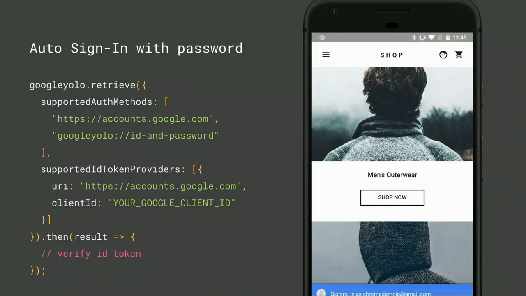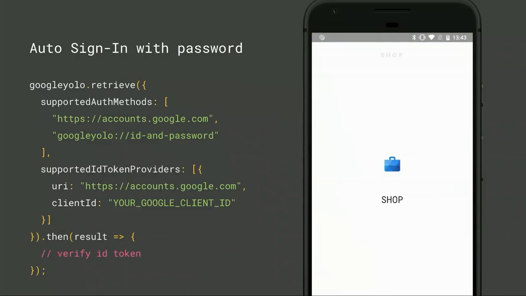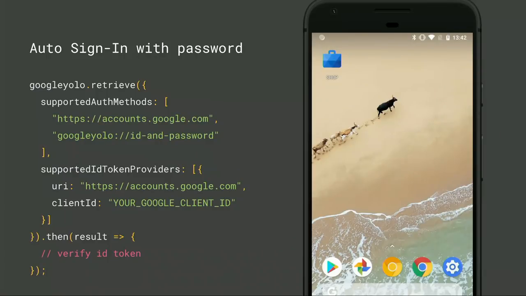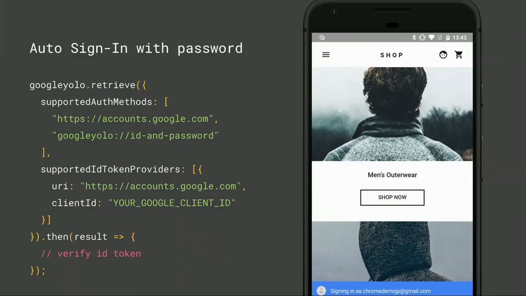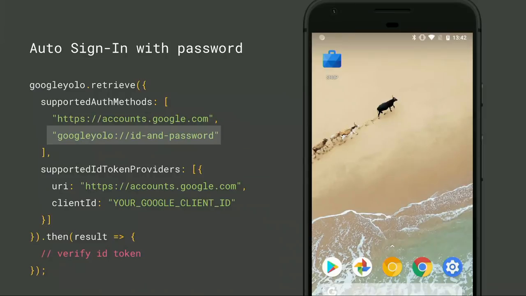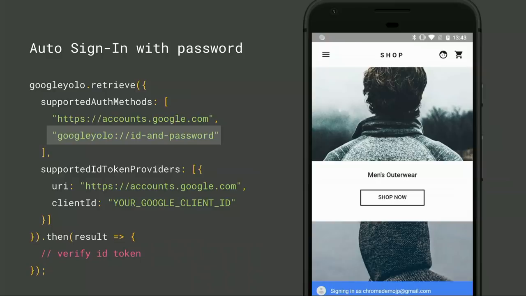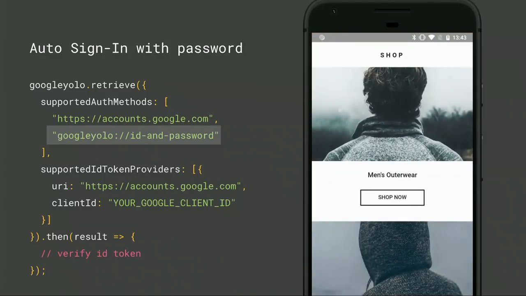By the way, you might have heard about the API called the Credential Management API. It's an open web API to handle credentials using JavaScript. The OneTap library actually uses this Credential Management API behind the scenes if the browser supports it and there is a stored password for the website. If you want to retrieve an existing password, add Google Yellow ID and password. It will give you a username and password instead of an ID token, so you can use that information to authenticate the user.